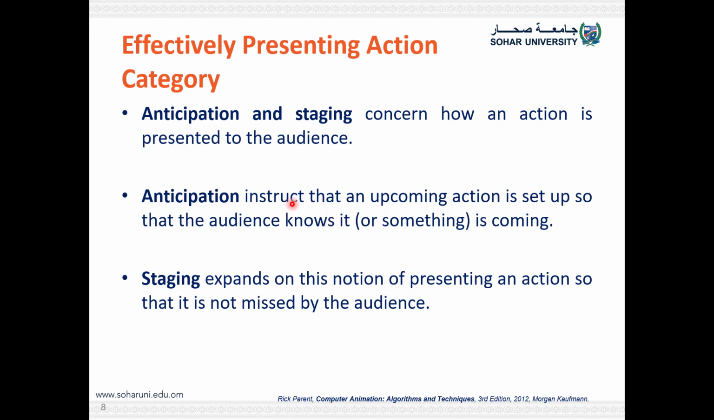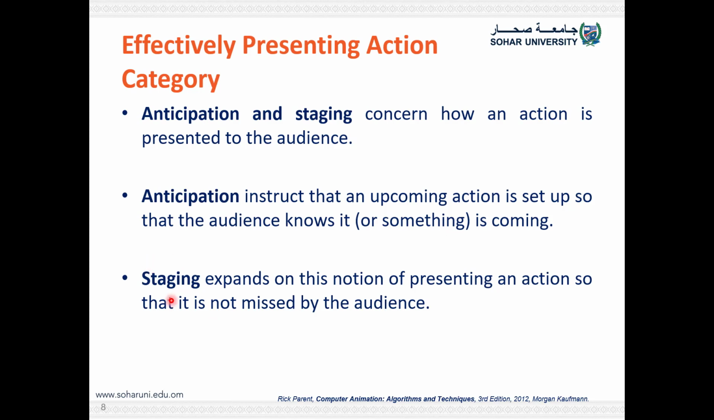As we can find in the definition, an upcoming action is set up so that the audience knows something is coming. Now, for example, if I want to hit somebody, again, I need to return my hand back, and maybe I need to make it strong to hit that person. So in this case, this concept is called anticipation. I can understand before the action is done because of this principle.